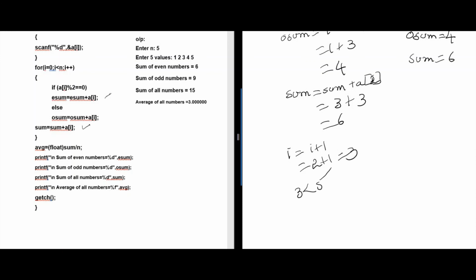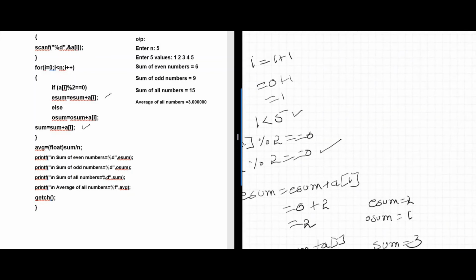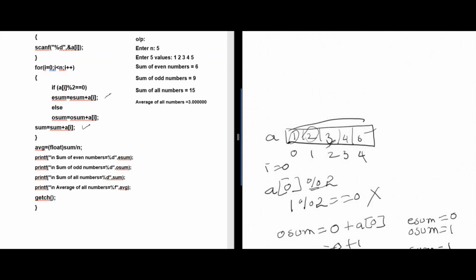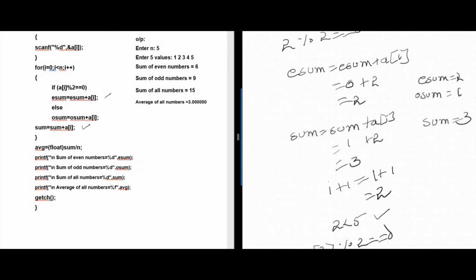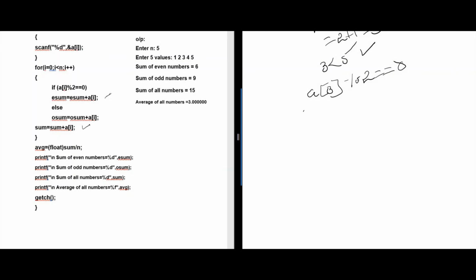Is 3 less than 5? Yes. Enter the loop. Again it will go on repeating. So a of 3 modulo 2, is it equal to 0? Now what is a of 3? Let's see. Now a of 3 is 4. Now 4 divided by 2, what is the remainder that we are going to get? Modulo 2, yes, it is equal to 0. So this if becomes true.